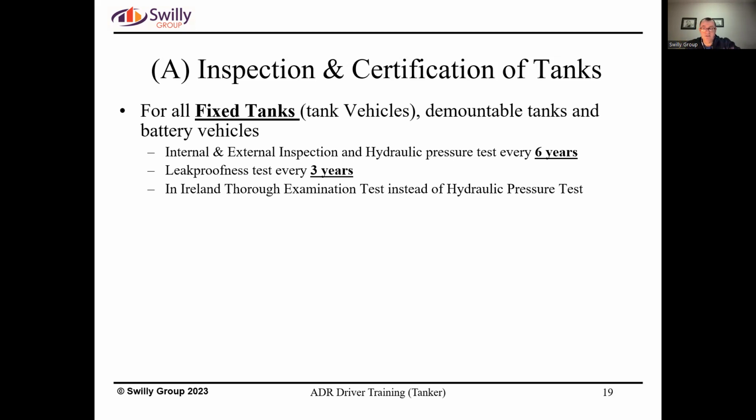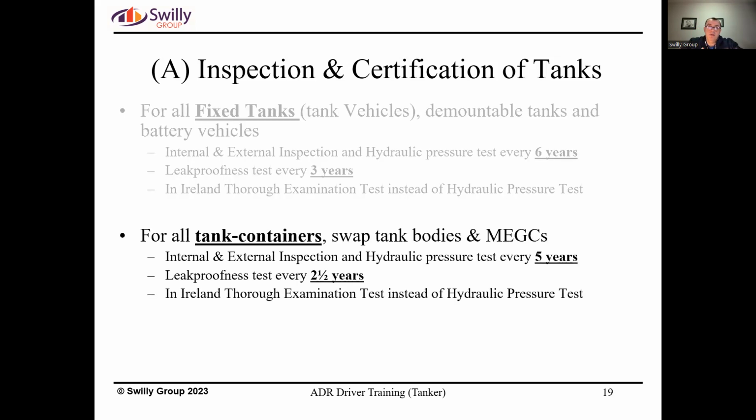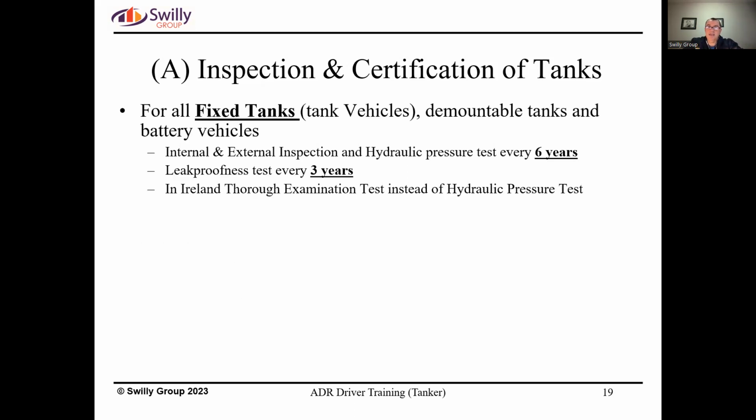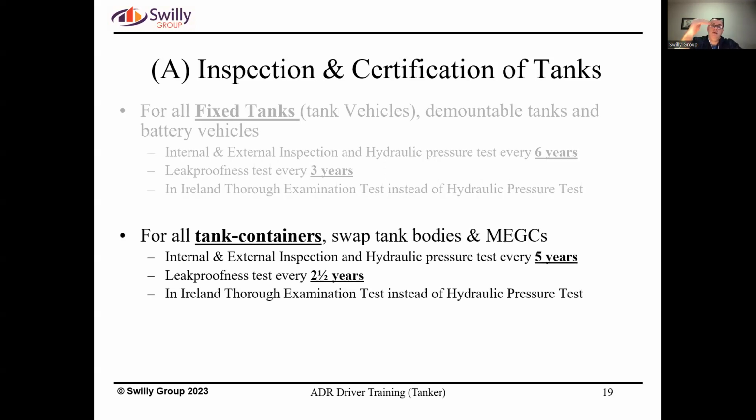So for tank containers then, because they're subject to more abuse, swap tank bodies, multi-element gas containers, they're tested every 5 years, which is more frequent, and the leak-proofness test is done every 2.5 years. Okay, so just remember that. That's important there on page 15. Fixed tanks is every 6 years for the full test, the thorough examination test, and every 3 years for the leak-proofness test. Okay, for tank containers lifted on and off the vehicle when they're full, you're talking 5 years for the full test and 2.5 years for the leak-proofness test. Okay.